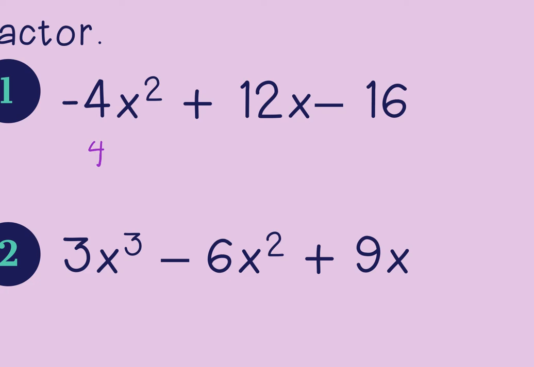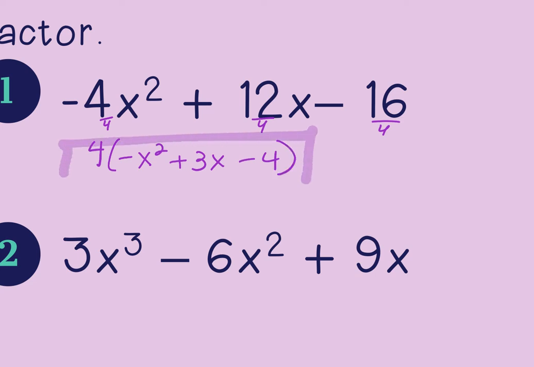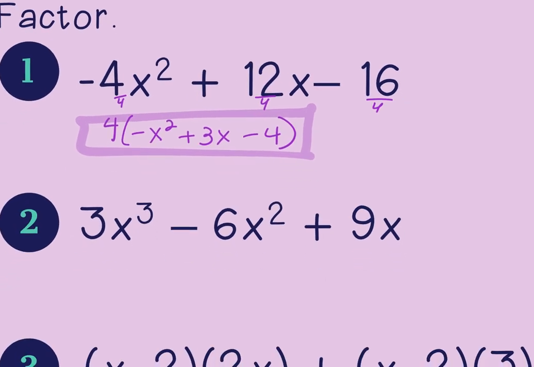And is there a variable that's on all 3? No, so all I can do here is take out the 4. So I'm gonna divide each term by 4, and I get -x squared plus 3x minus 4. And that's the factored form of that question. And again, I can distribute that 4 back in to check to make sure it's right, because I should get my question. If you don't get your question, you did something wrong.